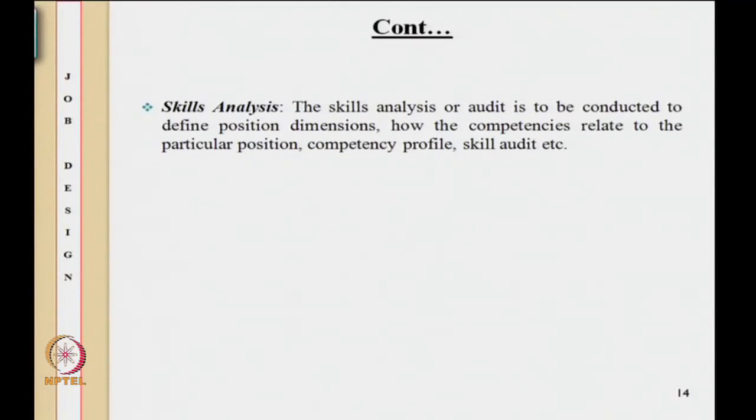Therefore, skill analysis is the essence of the matter. A skill audit is to be conducted to define positions, dimensions, and how competencies relate to particular positions, to complete the profile. Carry out a skill audit, you have a job design, and you are on the road somewhere, not only to have organizational efficiency, but also to be able to deliver results from the resources which have been made available to you.